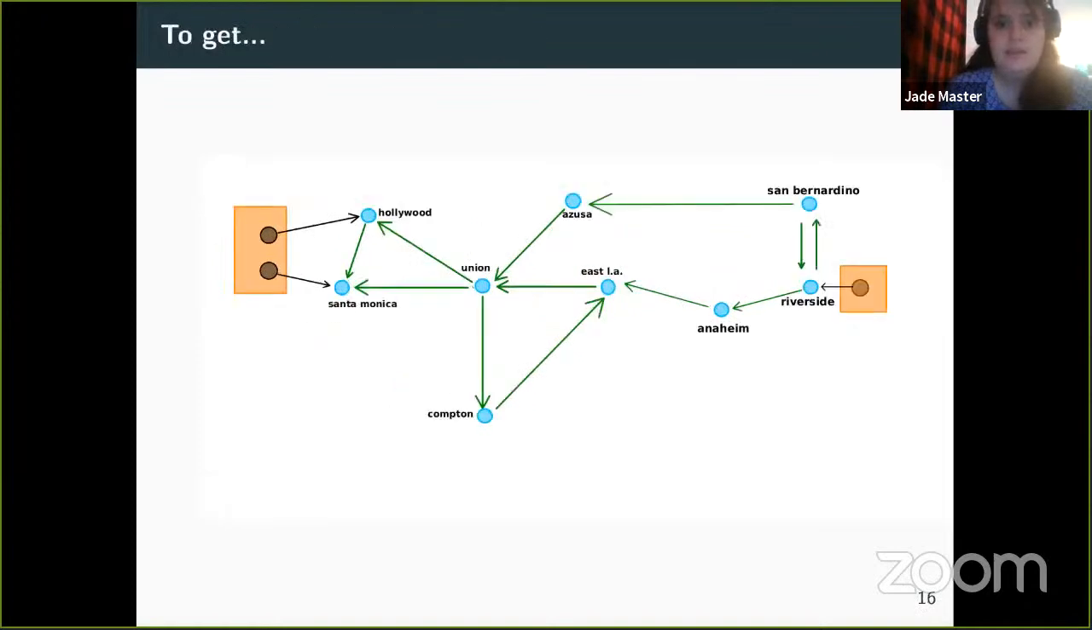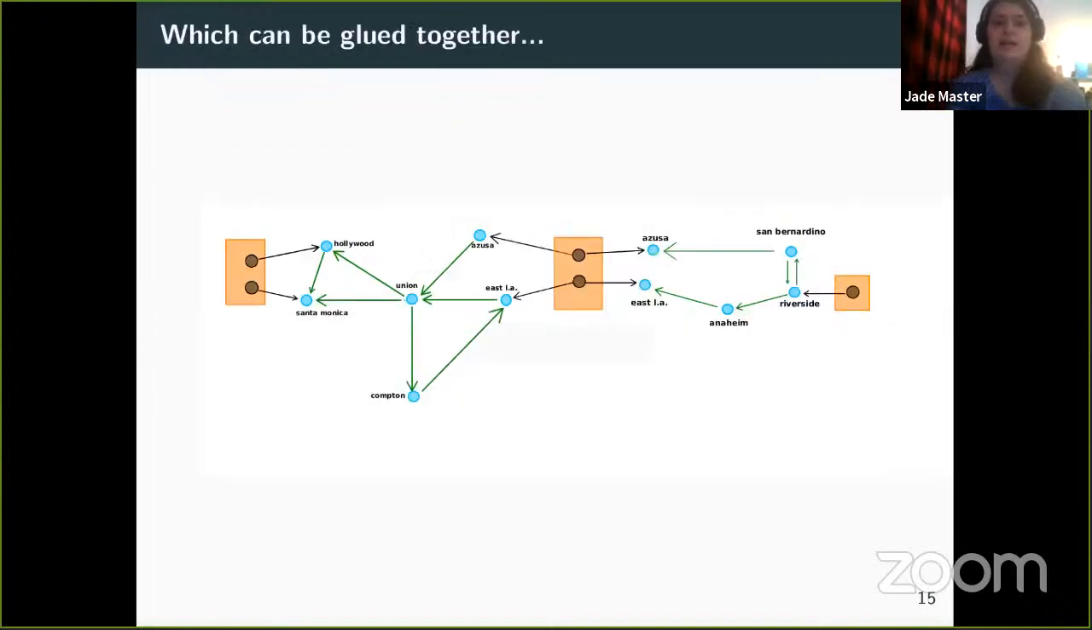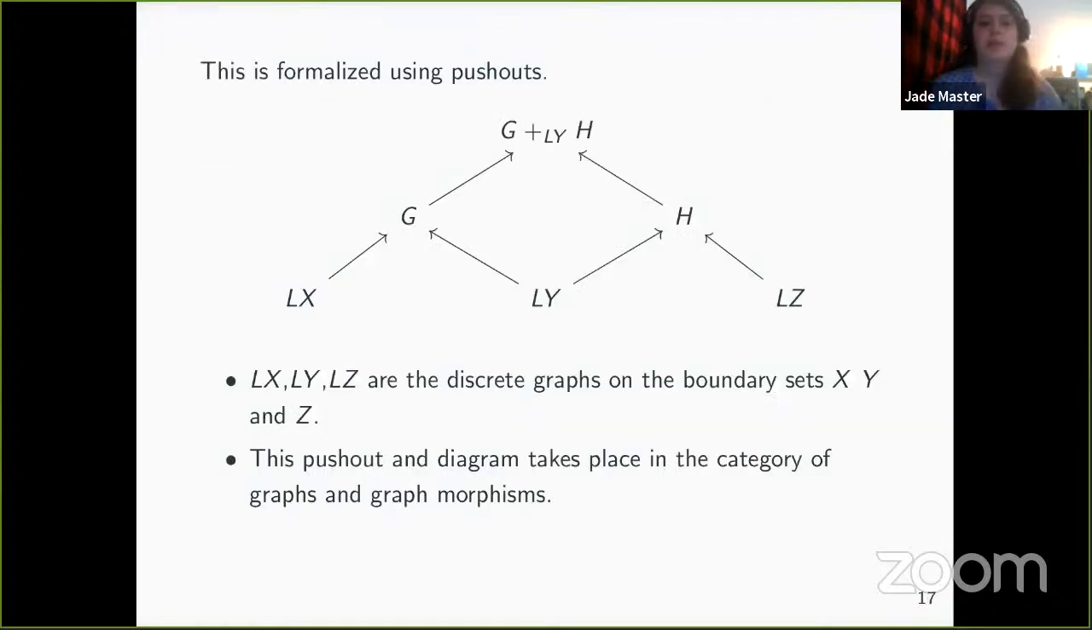So you can see that. I'll go back and forth with it. And the way you formalize this is with pushouts. G was this graph on the left, H is this graph on the right, X, Y, and Z are these three sets with two elements, and one element. And then LX, LY, LZ are the discrete graphs on those sets, so those are graphs with that set as vertices and no edges at all.